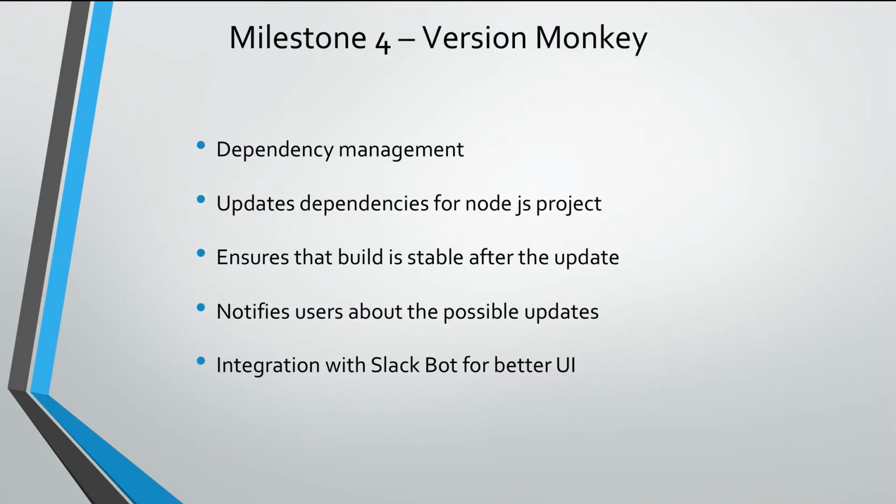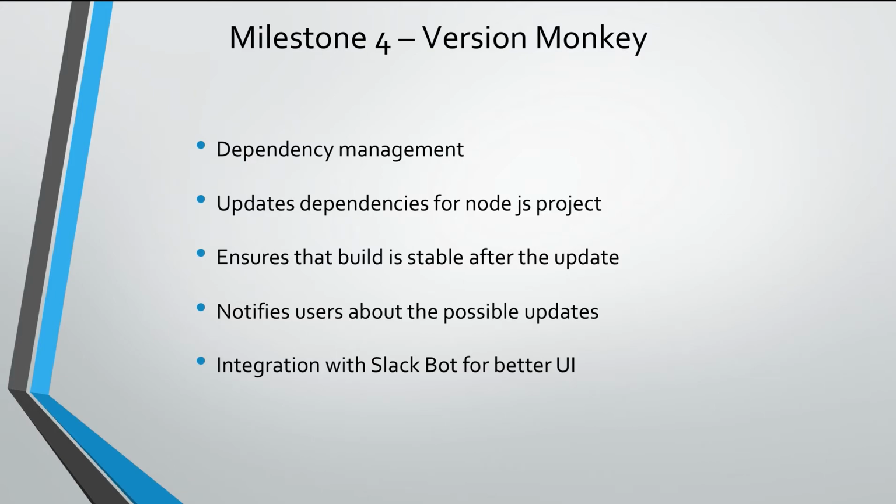Now in this fourth milestone, we are doing a version monkey. This is a dependency management utility which updates dependencies for a Node.js project. So if there are new dependencies, then it ensures that the build is stable after we update those dependencies. Once this is done, it notifies the user about the possible updates.